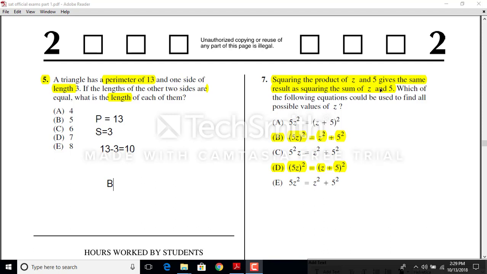Let's complete reading. Give the same result as squaring the sum of z and 5. Again, I will not square z and then add it to the square of 5. I will square the sum of z and 5. So which one is the right answer? Yes, z plus 5 all to power 2. It's as easy as that. So D will be the right answer. Let's go to number 6.